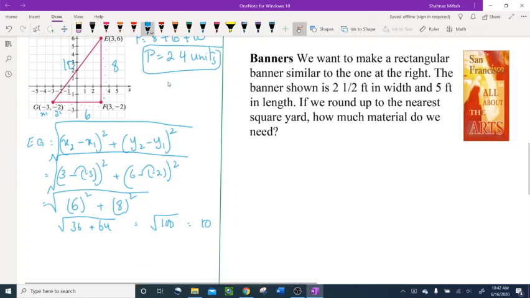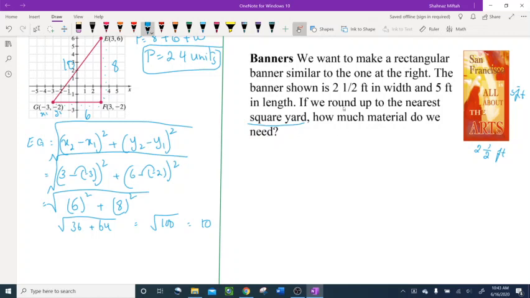Okay, let's do this example. Banners, we want to make a rectangular banner like this, similar to the one at the right. The banner shown is 2.5 feet in width. So the width is 2.5 feet. And 5 feet is the length. So 5 feet is the length of the banner. Now, the question is asking, if we round up to the nearest square yard, how much material do we need?